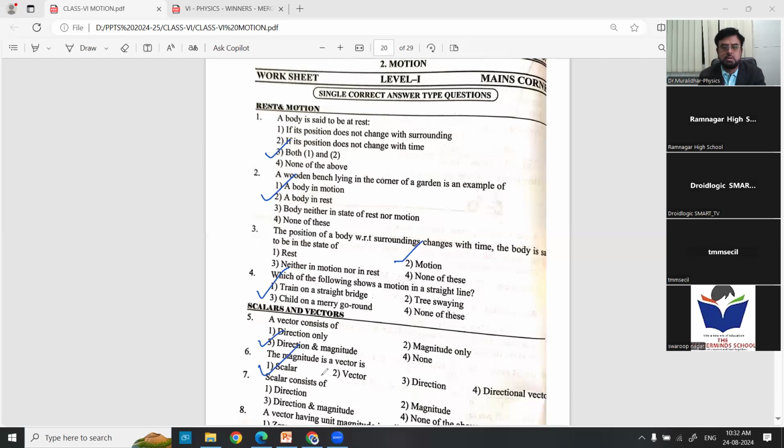A body is said to be at rest if its position does not change with respect to surroundings and time. A wooden bench lying in a corner of the garden is an example of a body at rest. If the position of the body with respect to surroundings changes with time, the body is said to be in the state of motion. Next, which of the following is a motion in a straight line? Answer is train on a straight road, straight bridge. A vector consists of direction and magnitude. The magnitude in a vector is scalar.